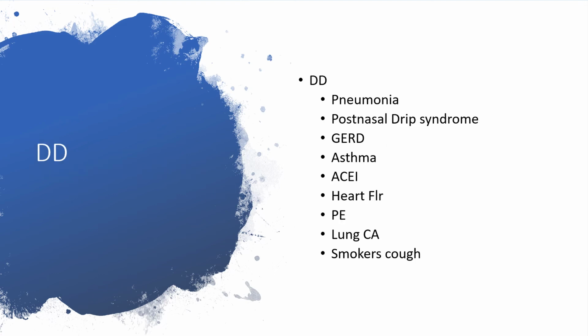What are the possible differential diagnoses here? The first thing to consider is, is this pneumonia? It's possible. Post-nasal drip syndrome, gastroesophageal reflux disease, asthma. Check my channel for pneumonia, GERD, and asthma. And are we dealing with an ACE inhibitor, angiotensin converting enzyme inhibitor, because they give dry cough, particularly captopril?